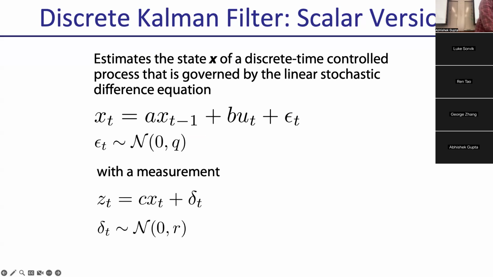And then your measurement model is somewhat related. It says that your measurement is some linear coefficient c times x_t plus delta, where delta is again a zero-centered Gaussian with variance r. So a Kalman filter is completely defined by these coefficients a, b, q, c, and r.